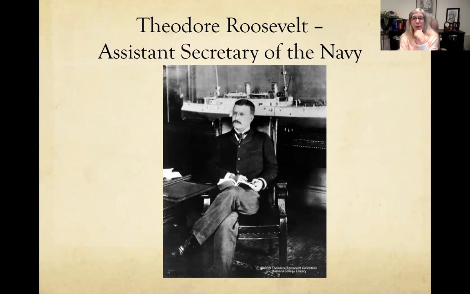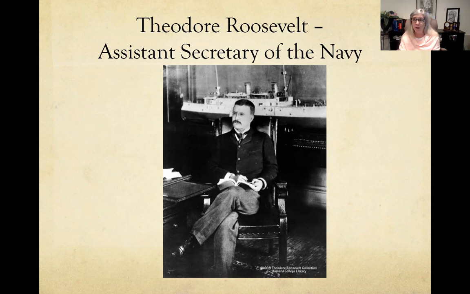But he doesn't want to be stuck in Washington, D.C. behind a desk. There's a war going on, right? This is exciting. He wants to be right in the middle of all of it. So he resigns his position as Assistant Secretary of the Navy and decides that any war needs to have a really good cavalry unit.